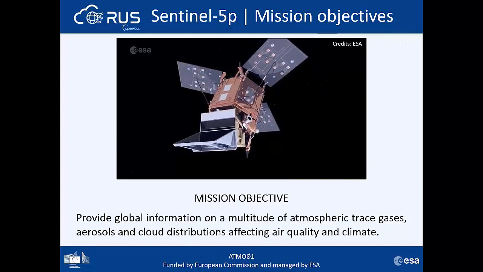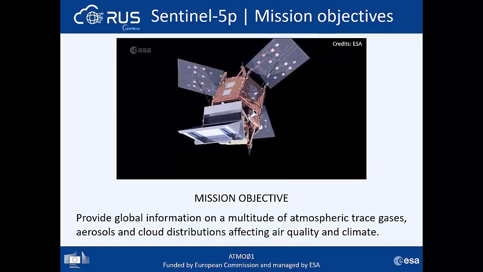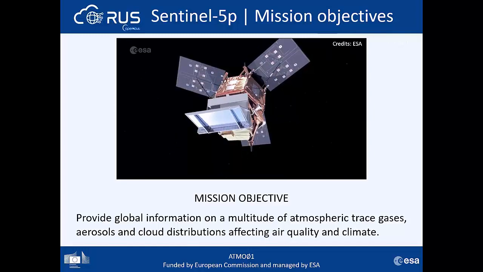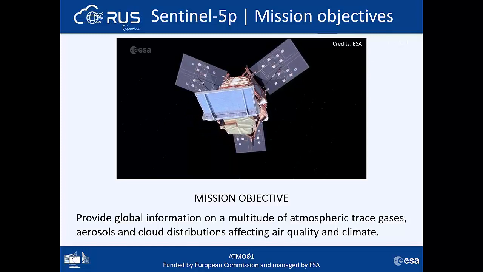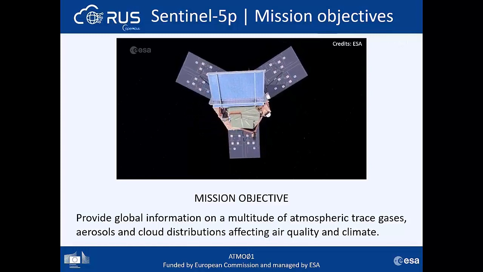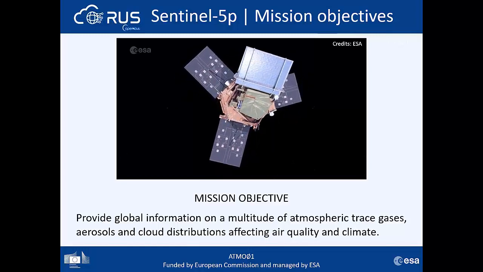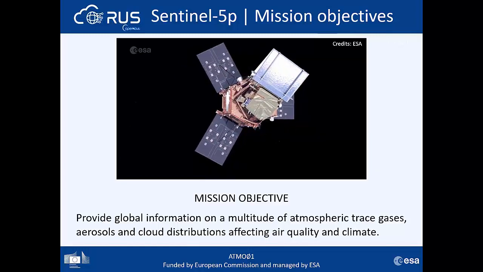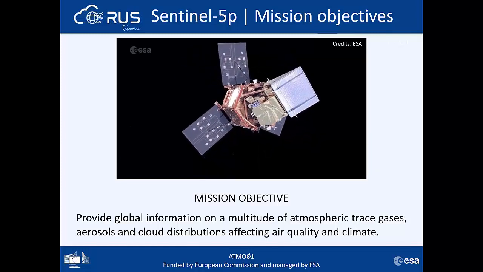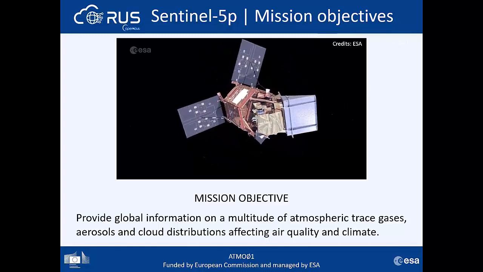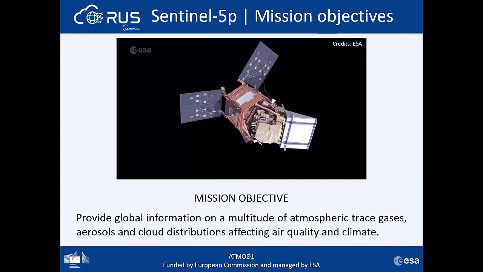Launched in October 2017, Sentinel-5P aims to fill the data gap and provide data continuity between the retirement of the Envisat satellite, the NASA Aura mission, and the launch of the upcoming Sentinel-5. Sentinel-5 precursor, also known as Sentinel-5P, is the first Copernicus mission dedicated to monitor our atmosphere.